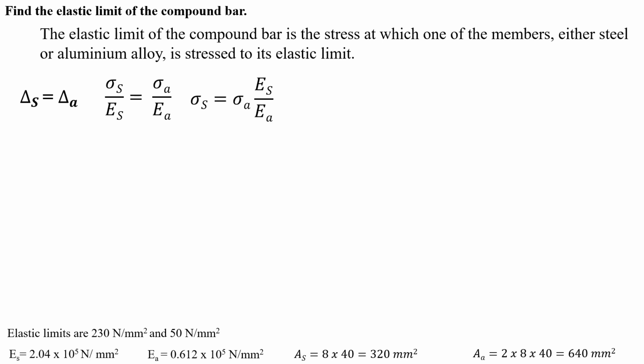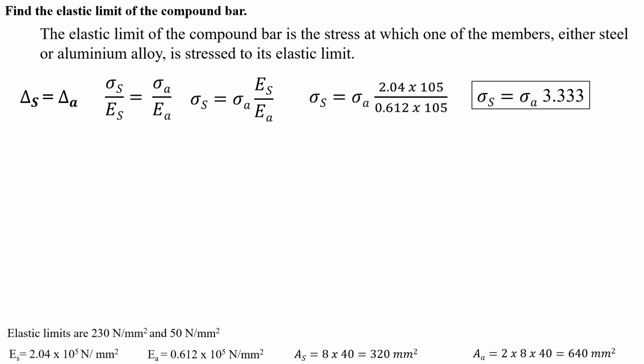So then sigma S is sigma A into ES by EA. We know the ES value and the EA value, then substitute, and we will get the relationship between sigma S and sigma A, that is sigma S equal to sigma A into 3.333. Okay, next we have to see the other condition.